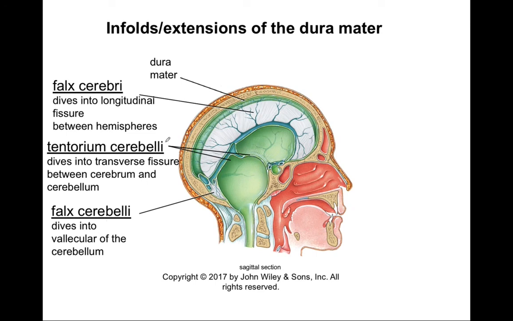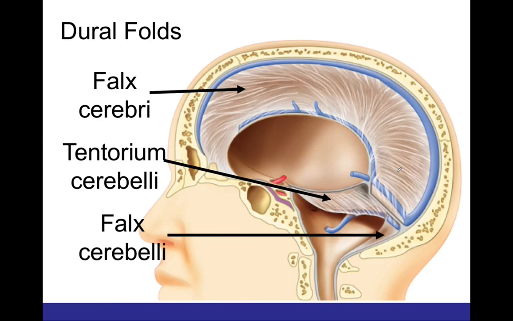And lastly here, we will have the cerebellar tentorium, which will dive into the transverse fissures and separate the cerebrum from the cerebellum. Here is another depiction to show you these three dural folds. The falx cerebri will be positioned here in the longitudinal fissure, the cerebellar tentorium will be positioned in the two transverse fissures, and then we'll have this falx cerebelli separating our two cerebellar hemispheres.